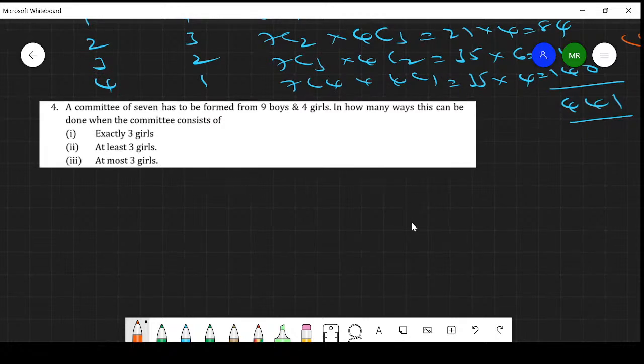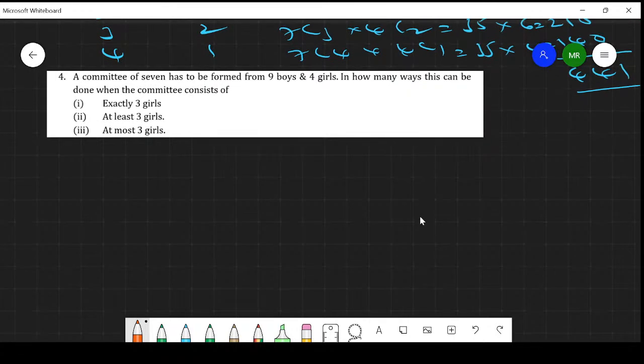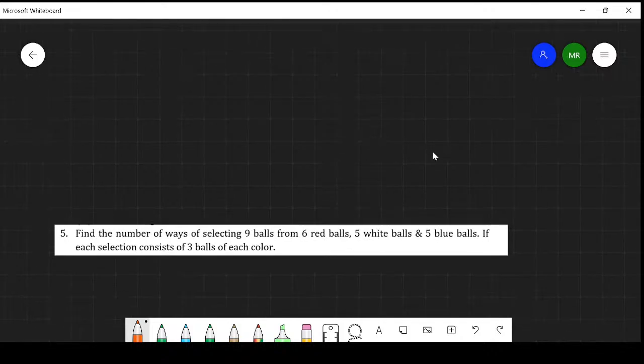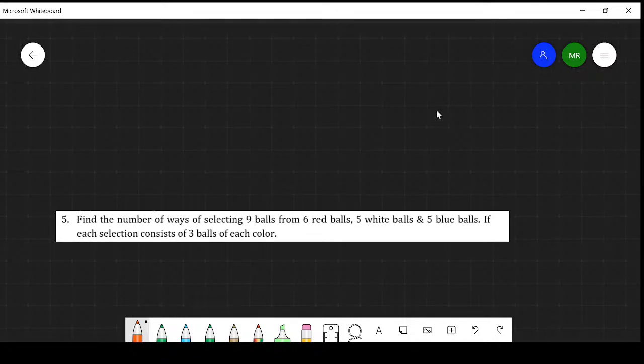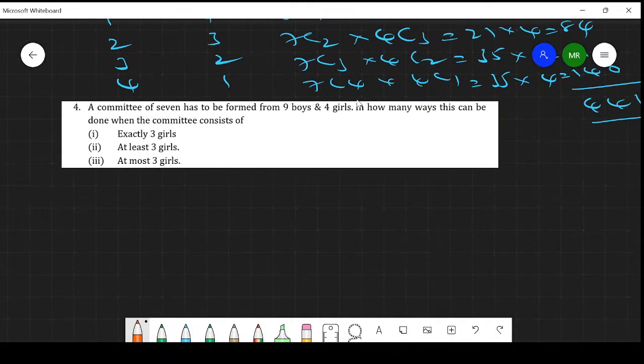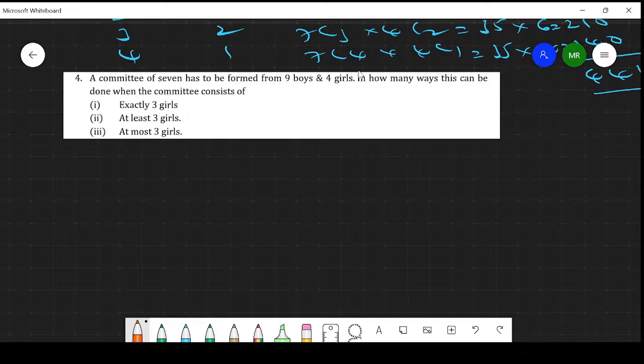The last problem: a committee of 7 has to be formed from 9 boys and 4 girls. In how many ways can this be done, with the committee consisting of exactly 3 girls, at least 3 girls, at most 3 girls?